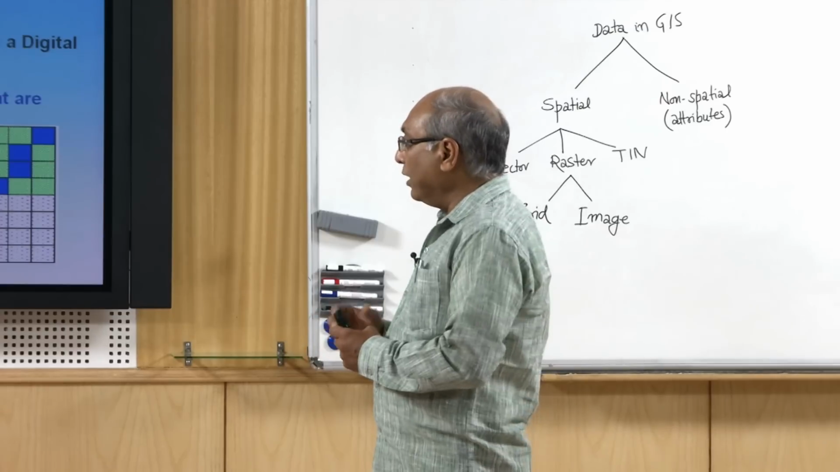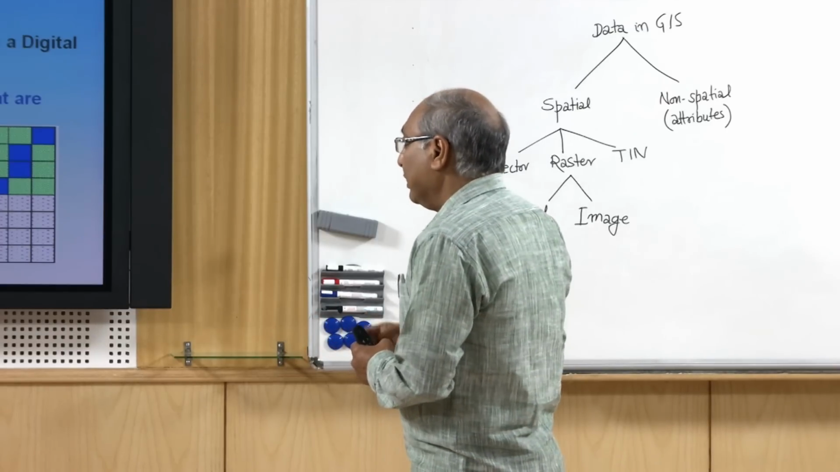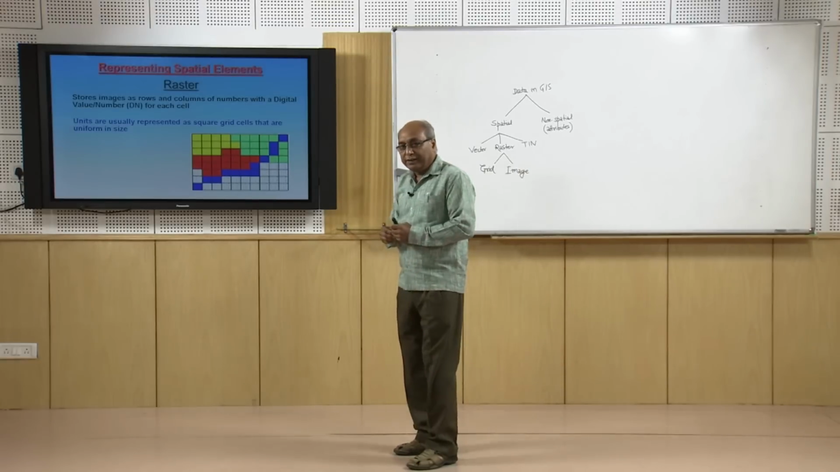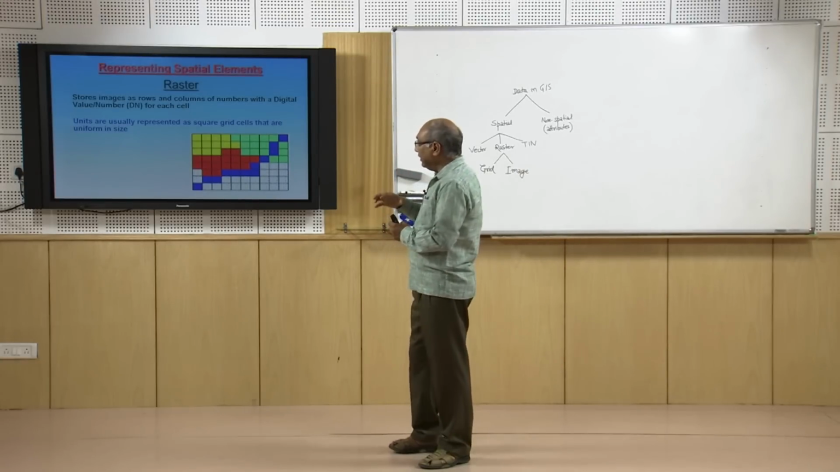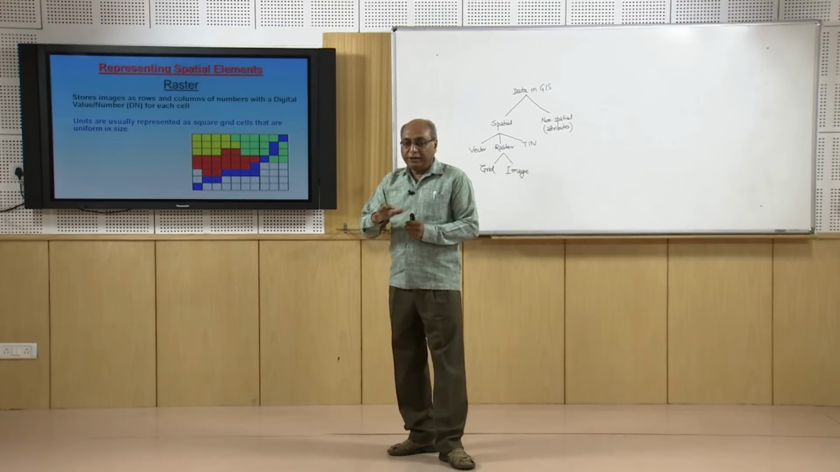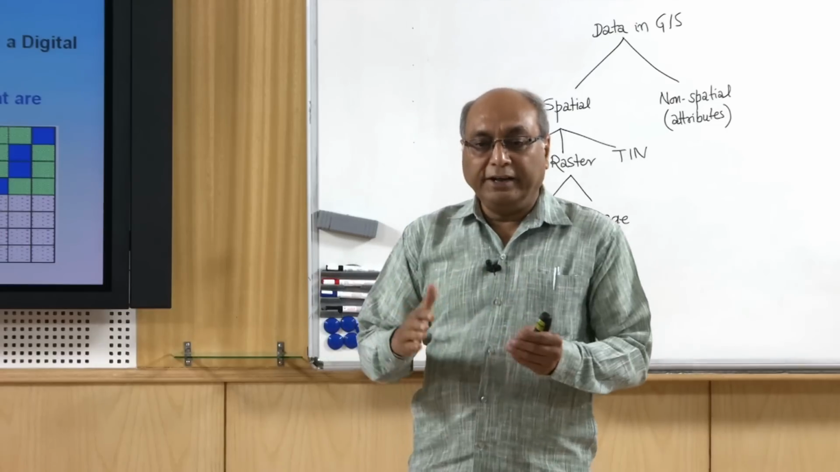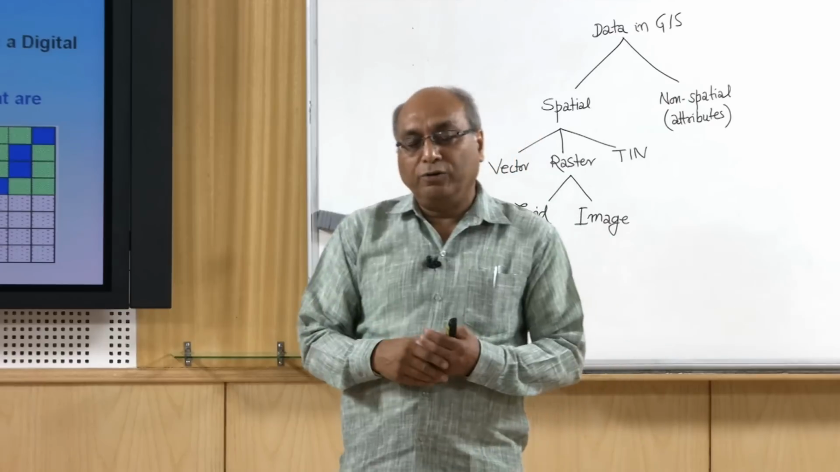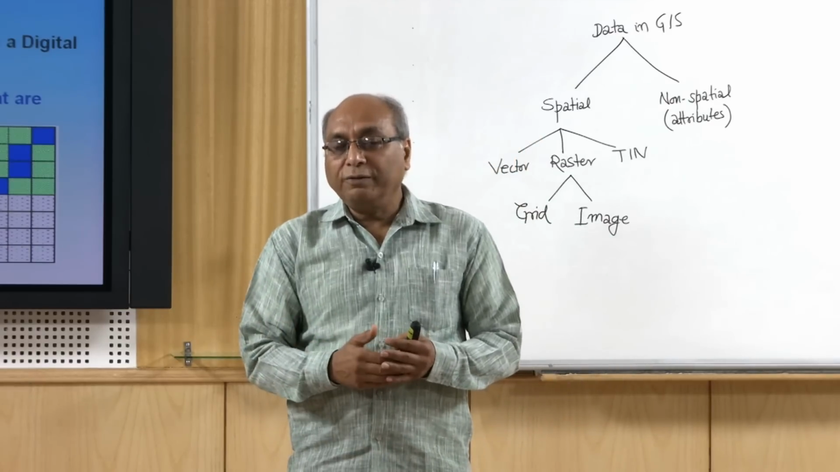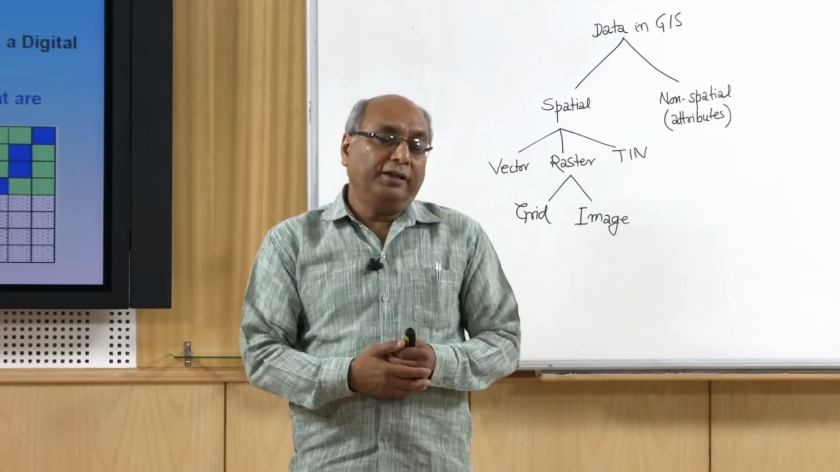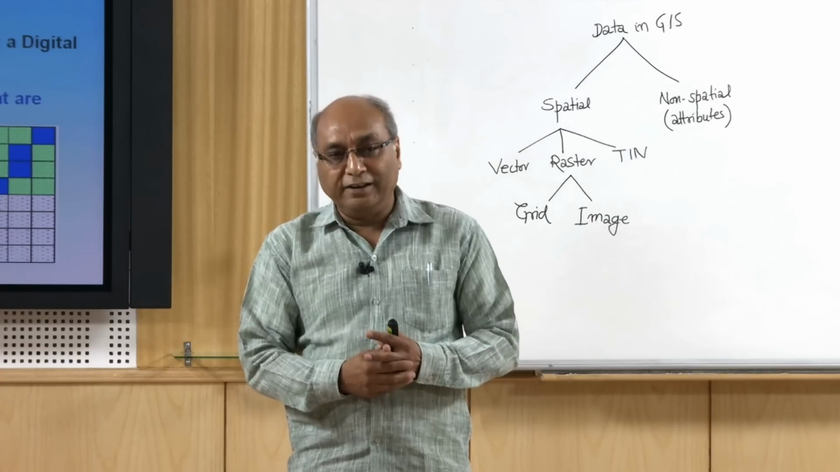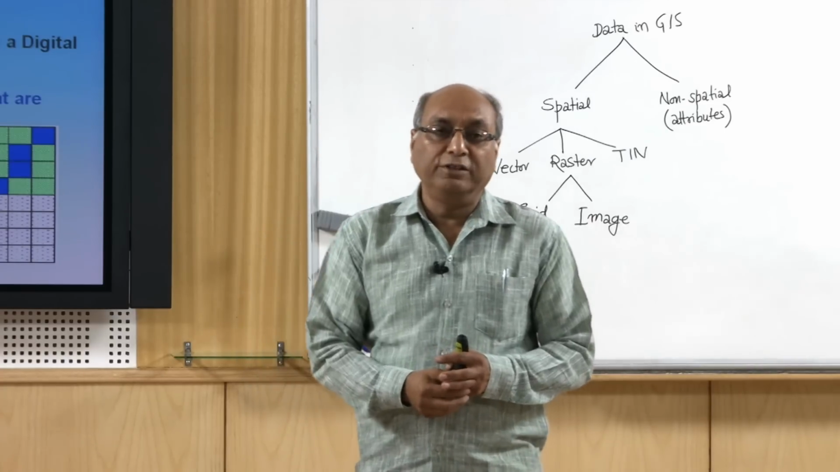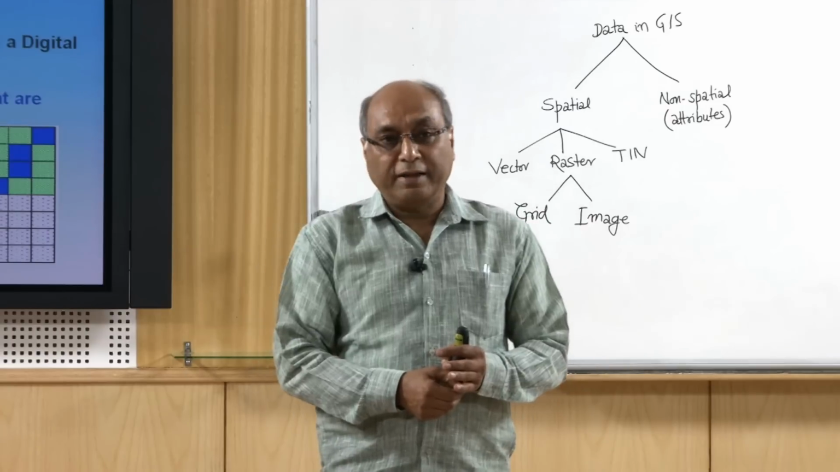Now in raster, what are the key things? It is a uniform grid. You can imagine that over a real world scenario, a uniform grid is laid out. The concept of this too is based on a sampling theory called Shannon's sampling theory. Shannon was a mathematician who gave this theory.